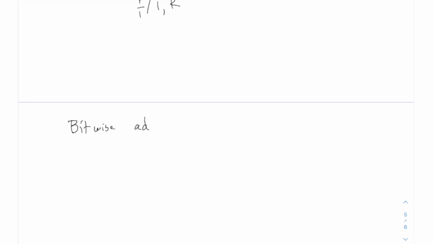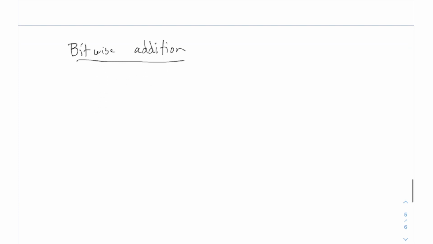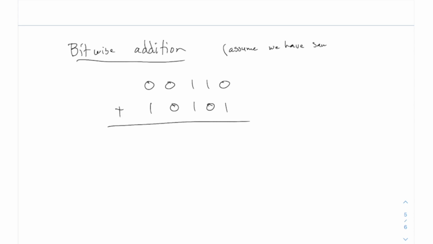Bitwise addition. This is similar, although this time you are going to have to worry about carries. So as an example, if I had something like 0, 0, 1, 1, 0, 1, 0, 1, 0, 1, and let's say I want to add those. I'm going to assume that the number of digits is equal in the two numbers I'm adding. And if they're not equal, you can just insert extra zeros on the left end. So we'll assume we have the same number of digits when we're adding them.